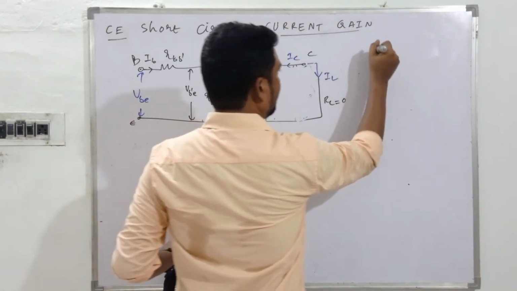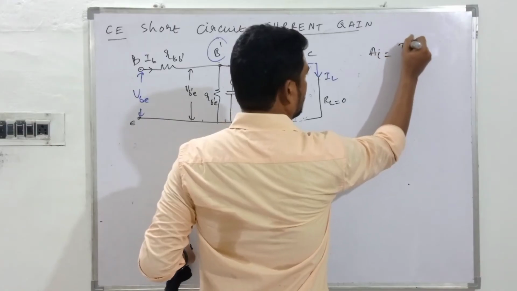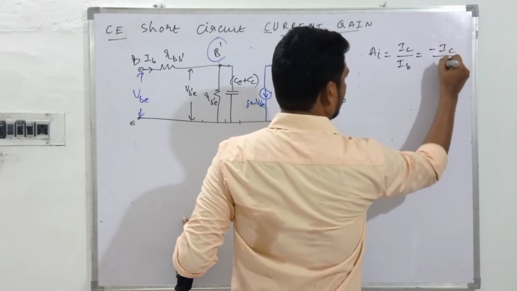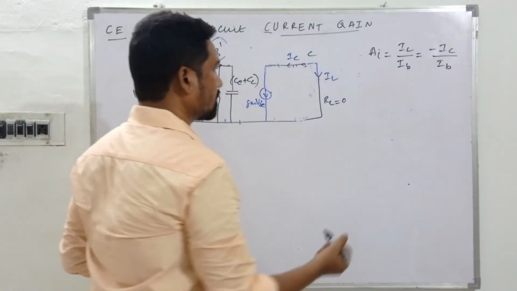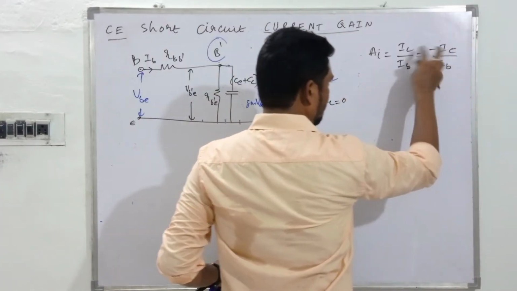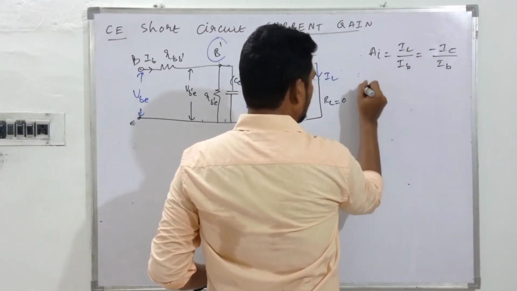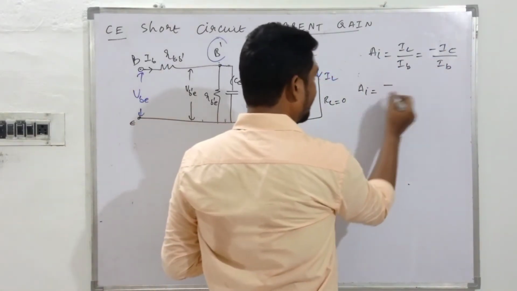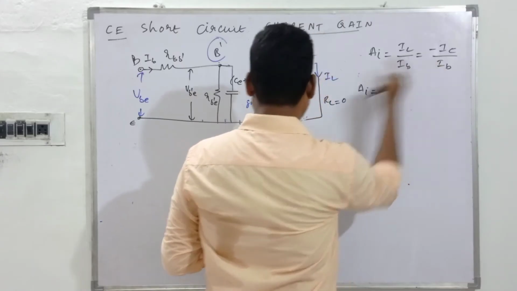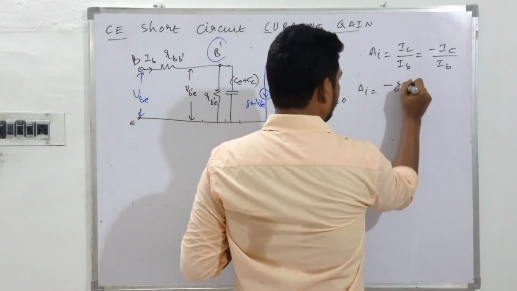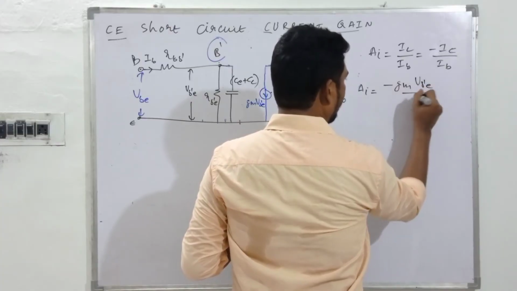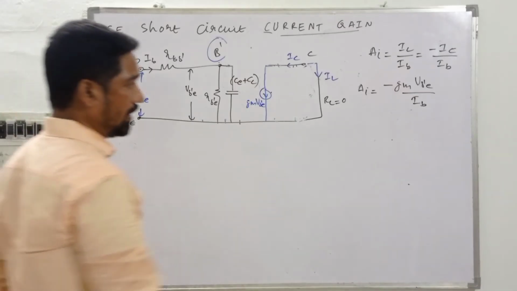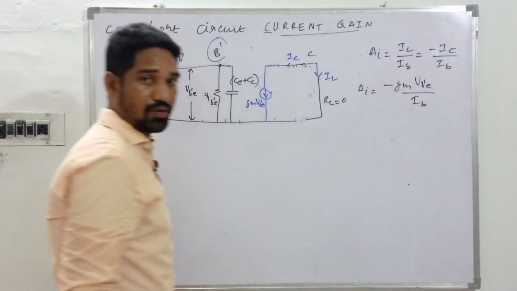Current gain, isn't it? Current gain AI is equal to IL by IB, which is equal to minus IC by IB. Why? Because these two are against each other. So AI takes another form, which is equal to minus IC, IC being this one, GM V B'E by IB. Okay, AI equals minus GM V B'E by IB. Now we have to find out this. Okay, let's see what happens.